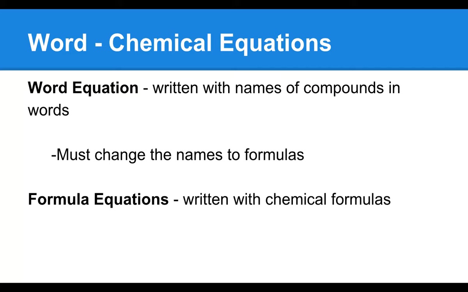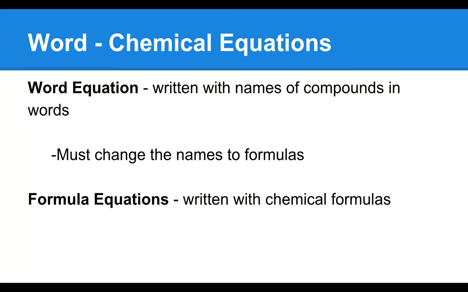Now, chemical equations represent chemical reactions. And so a word equation is a chemical reaction that's written with the names of the compounds. And we must take the word equation and be able to change those names to formulas. And then when we change the names of the compounds to formulas along with some symbols, we have what we call the formula equation.